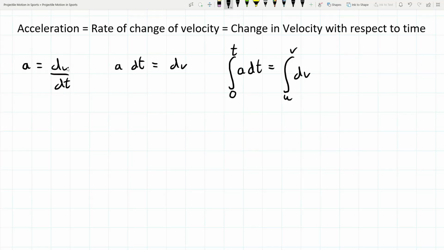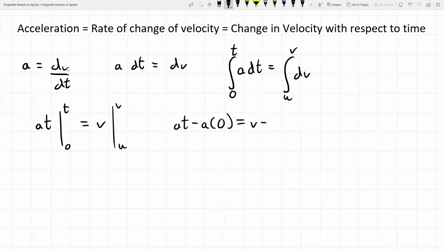So we're going to assume that acceleration is constant because that's what we do in the first iteration. So that gives us at evaluated from 0 to t equals the integral of dv, which is just v, from u to v. So now we can just sub in our limits of integration. We get at minus a multiplied by 0 equals v minus u, which gives us that at equals v minus u. We're going to try and solve for v, so we're going to add u to both sides, giving us that v equals u plus at. And that is the first equation of motion.